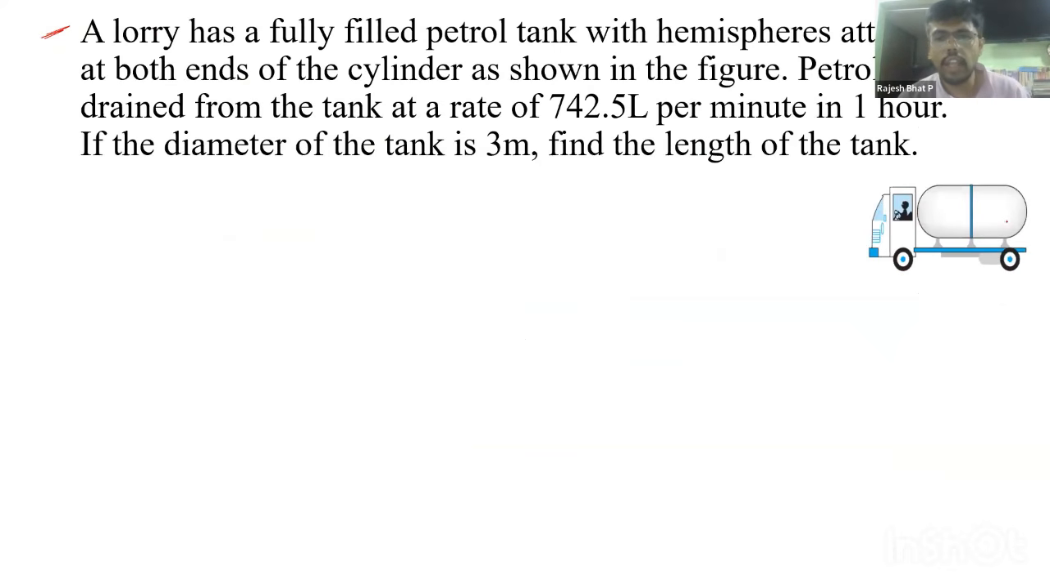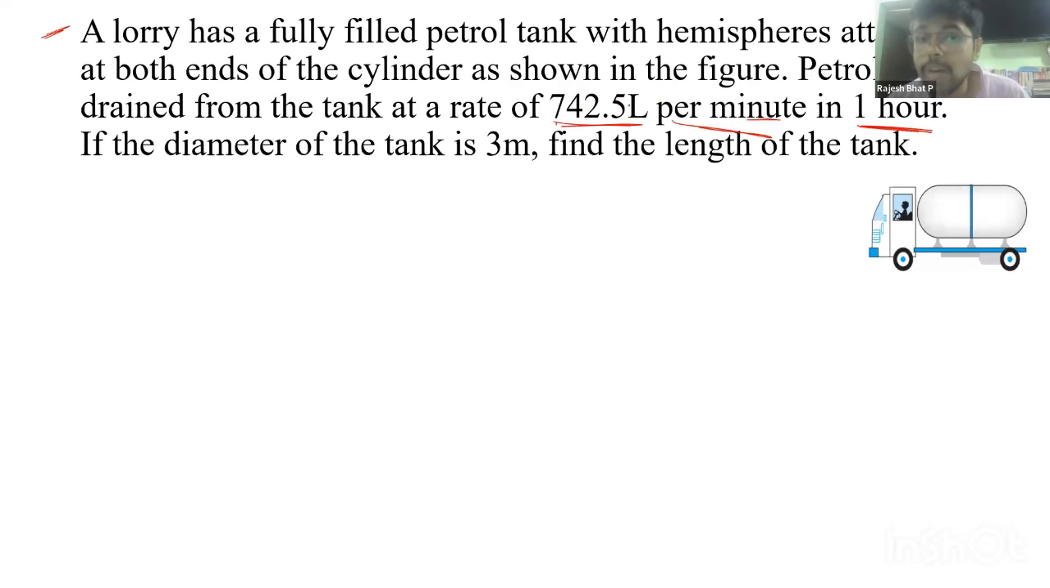If you see, there is a lorry. The lorry is filled with petrol and they're draining it. In 1 minute, 742.5 liters of petrol was drained from the tank at the rate of 1 minute. In 1 minute, how many liters? 742.5 liters of petrol is coming out of this tank and it continues for 1 hour.